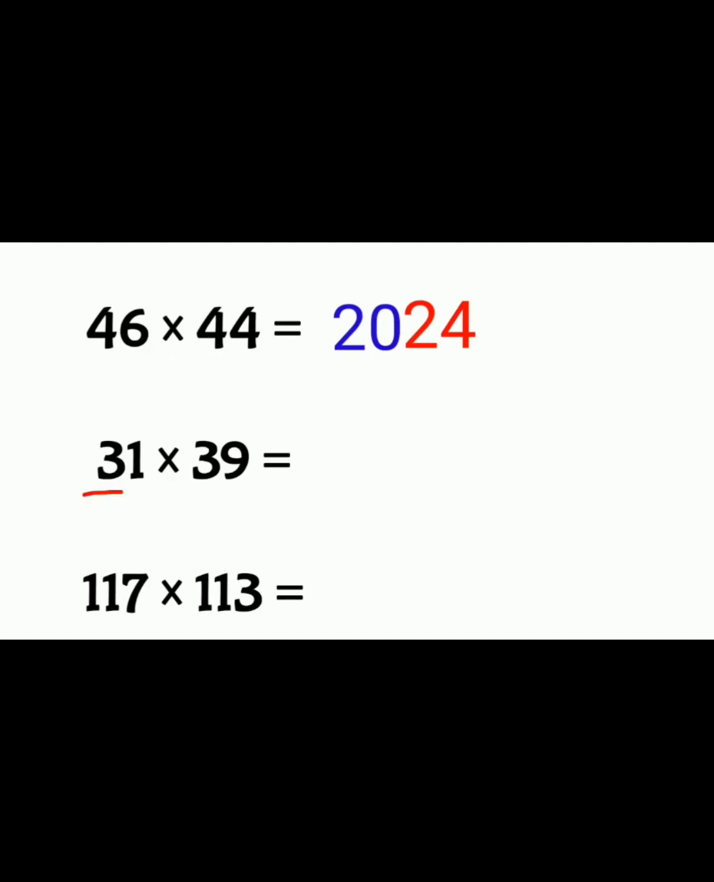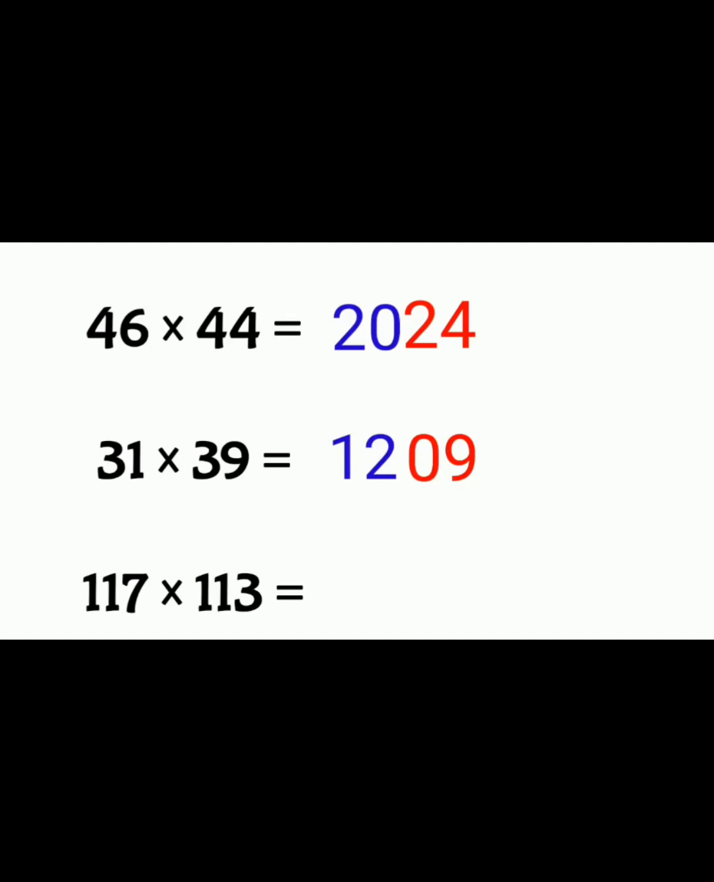So the next number after 3 is 4. 3 times 4 is 12. For the last 2 digits, find the product of this 1 and this 9. 1 times 9 is 9. So we put 09 and the answer is 1209.